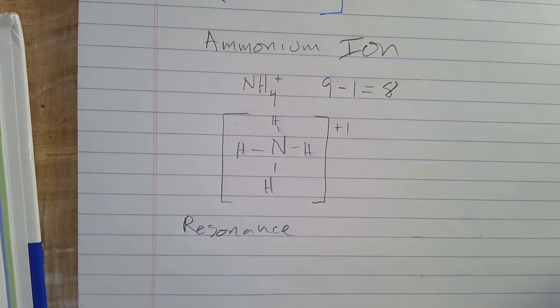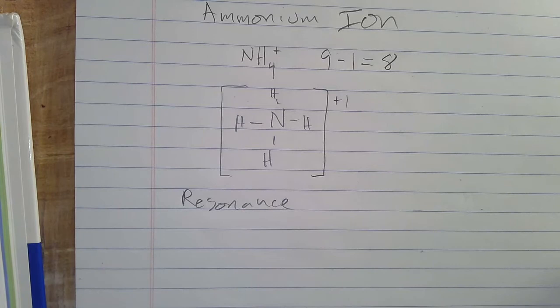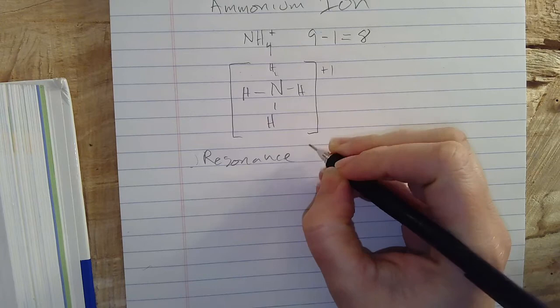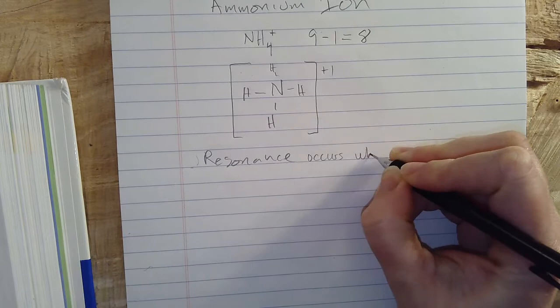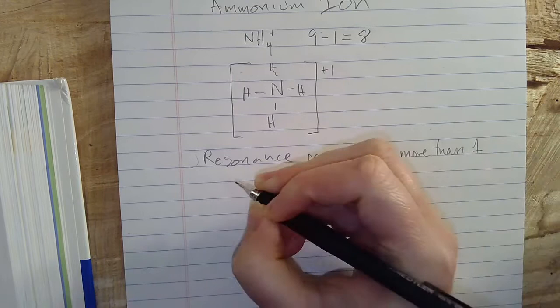So resonance is where something sort of changes or can exist in two states. To understand resonance, you're really going to need to understand that what you see in one configuration is not always how it stays forever. Let me give you an example of this. Sometimes things change unexpectedly. So resonance occurs when more than one valid Lewis dot structure can be drawn for a given molecule or ion.